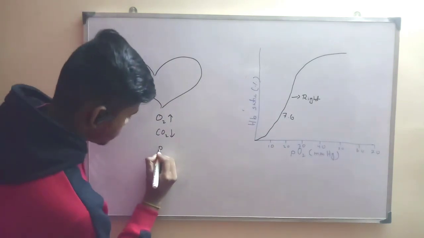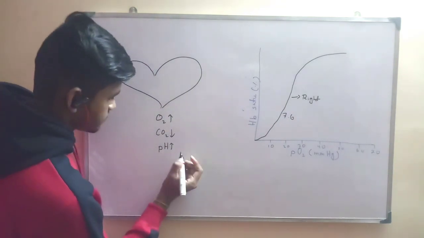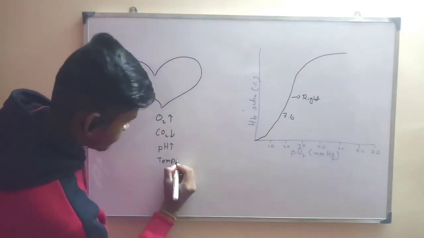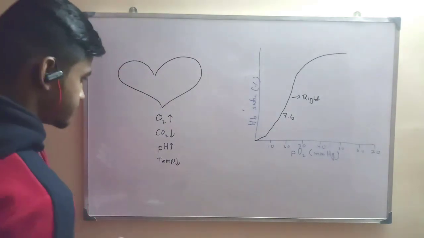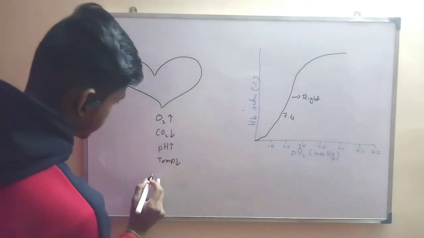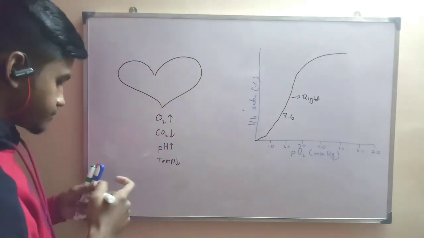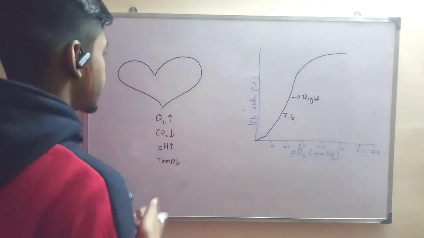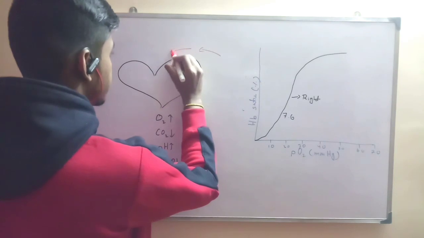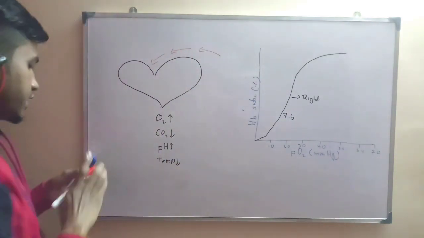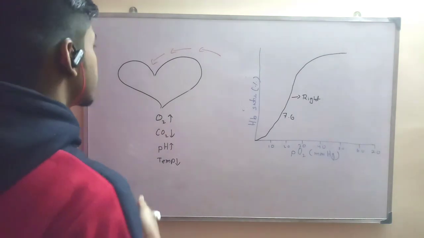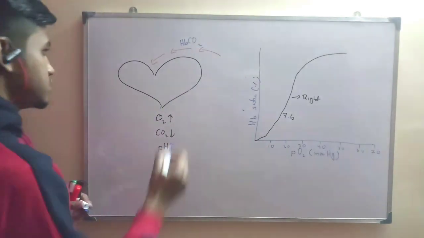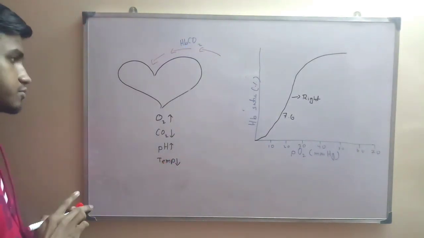The pH becomes high, and also temperature is low. And now what will happen when the blood comes back to the heart from the muscle? In this case the blood is rich in carbaminohemoglobin, HbCO2.